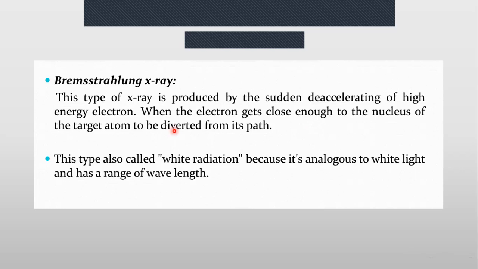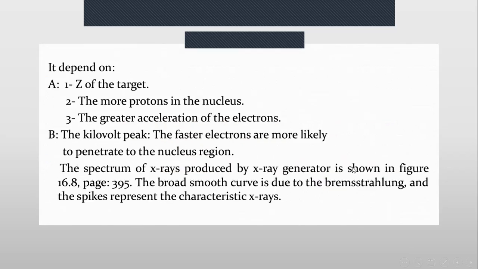It gets close enough to the nucleus of the atom and will be diverted from its path. It will be like changing the direction of its path. This type is sometimes called white radiation because it is analogous to white light and has a range of wavelengths.